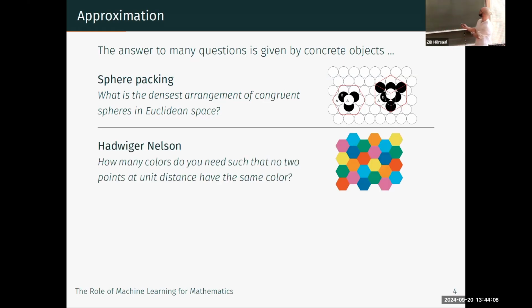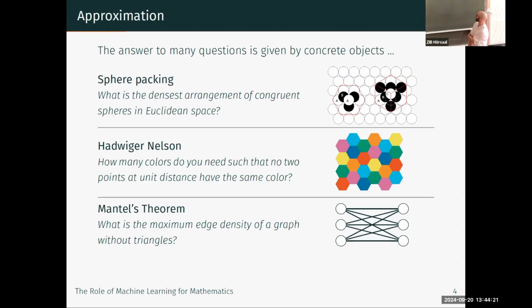There's also the Hadwiger-Nelson problem. If you color the plane so that no two points at unit distance get the same color, how many colors do you need? You can just give a particular coloring, and then people can look at it, verify it and believe you. There are a lot of problems in graph theory of this flavor. For example, Mantel's theorem: what is the maximum edge density of a graph without triangles? You might say this is one particular graph for one particular size, and it doesn't quite fit because you would need a sequence of graphs. But there's a whole theory that describes sequences of graphs as graphons, or you can just describe it as the blow-up of an edge. So in a way, it's also one particular object.